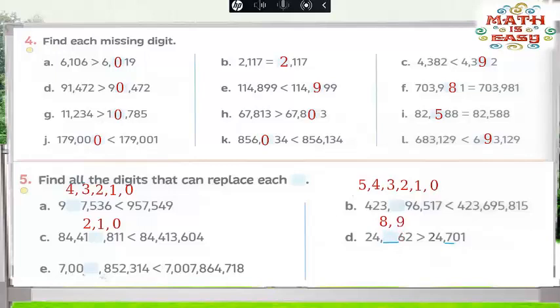Last one, we have 7, 2 zeros, and here a missing digit. And the next number we have 7007. In the millions place we have 7, and it tells you less than 7. All digits before 7 are 6, 5, 4, 3, 2, 1, and 0.